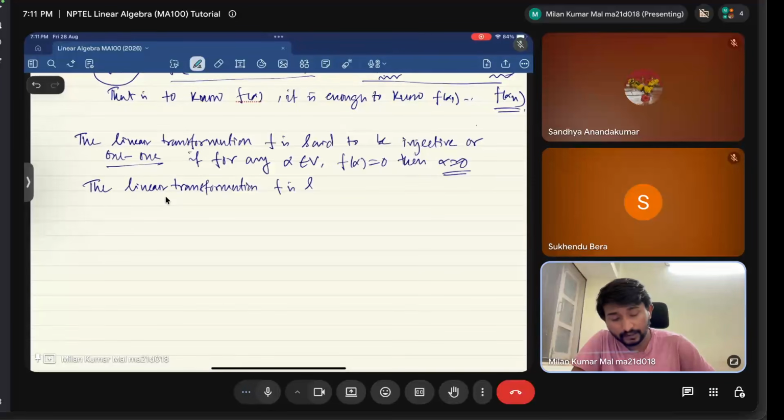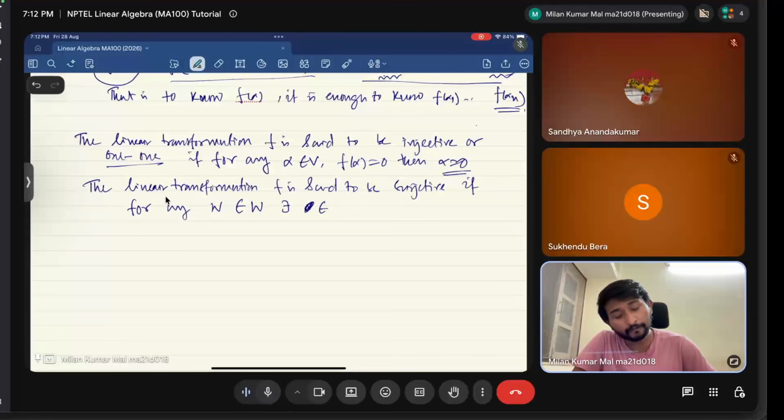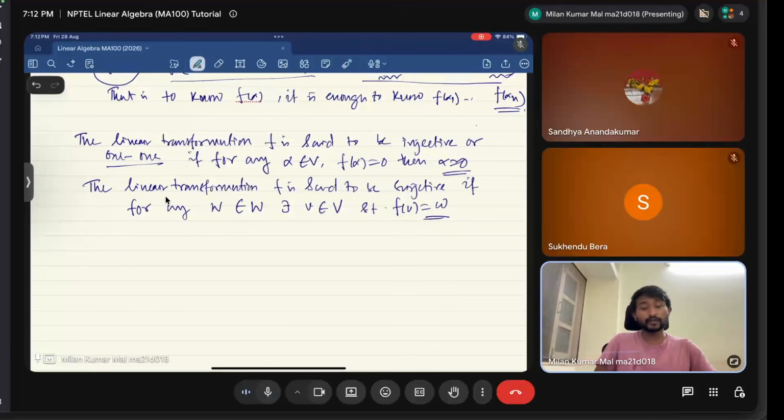The linear transformation f is said to be surjective if for any vector w in the vector space W there exists a vector alpha coming from the vector space V such that f of alpha is equal to this small w. So the main point is that f is a linear transformation from the vector space V to W, and if every vector in W has a pre-image, then we say that f is surjective. But for a fixed element w in capital W, there can be more than one pre-image. That can happen.